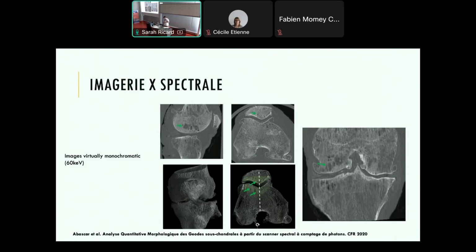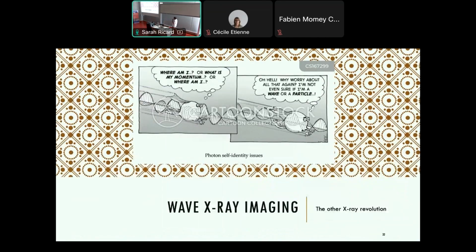Next, the actual future of X-ray imaging that happens now at campus. But I'm here essentially to present what is X-ray imaging that uses the wave aspect of light, which is the next, let's say, X-ray revolution, and we are already facing it because we have some results on clinical trials.